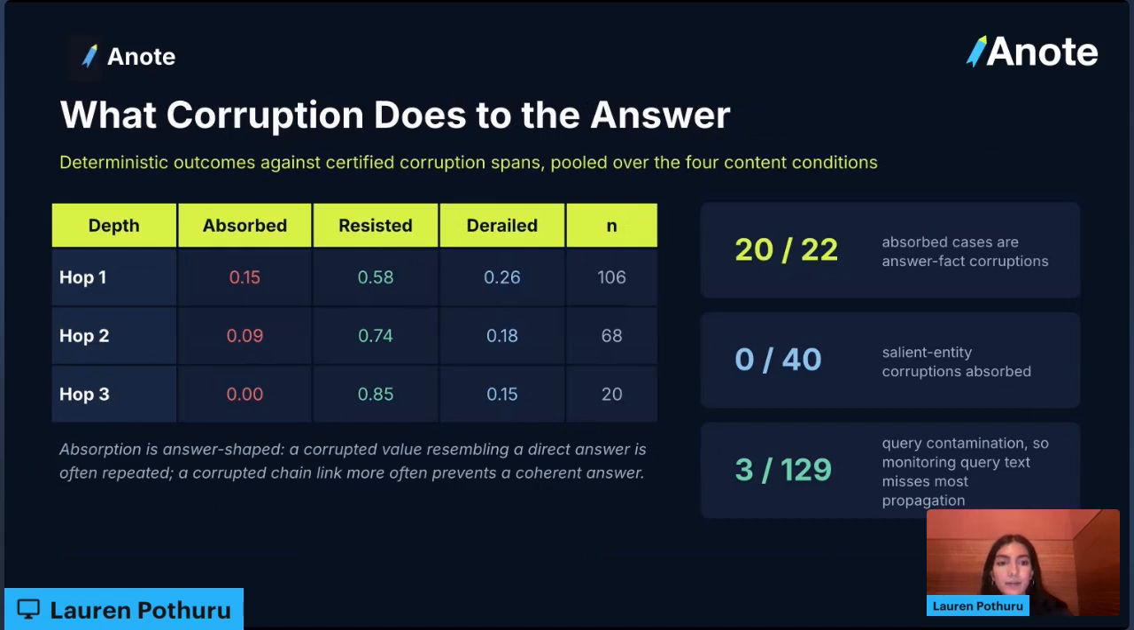And then query contamination is only 3 of 129 cases, which means monitoring query text alone, so the query that yields a retrieved document, would miss almost all of failure propagation. And so the takeaway from this slide is just that the corrupted value resembling a direct answer is often repeated, while a corrupted chain length more often just prevents a coherent answer.